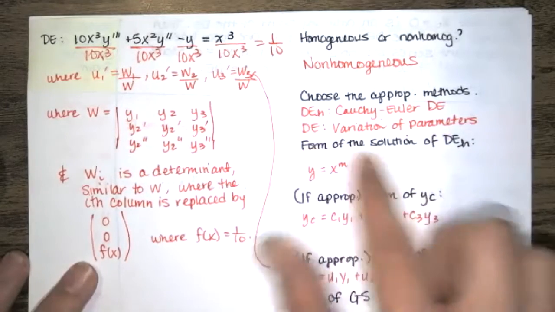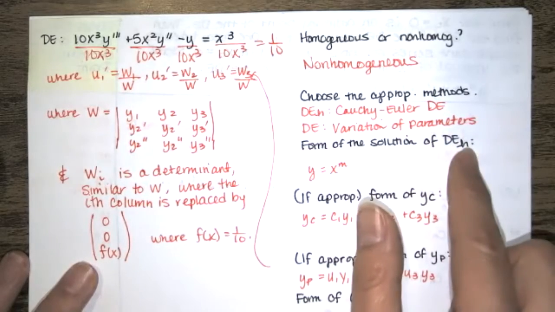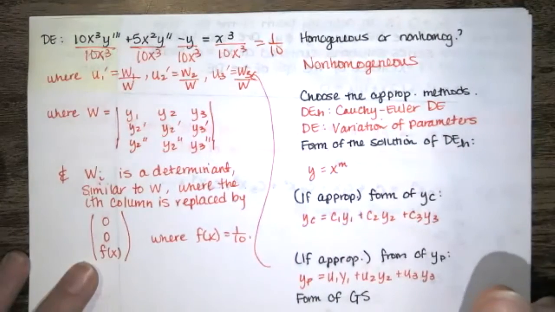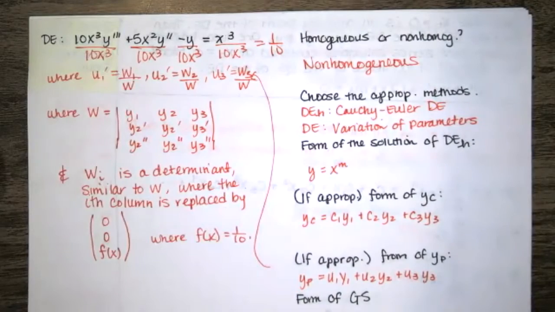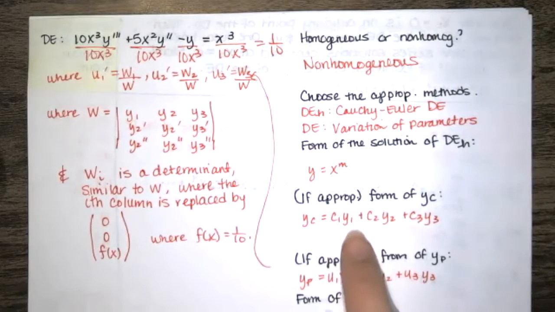Okay, so now we want the form of the solution for the Cauchy-Euler equation. Well, we'll just let y equal x to the m. And then the form of y sub c depends on the order of the differential equation. Since that's third order, y sub c is going to have 3 terms. We're going to have 3 linearly independent solutions that are approximately of the form x to the m. The form may change depending on whether the characteristic equation of the differential equation has distinct real roots or complex conjugate roots or repeated roots, repeated real roots or repeated complex conjugate roots.